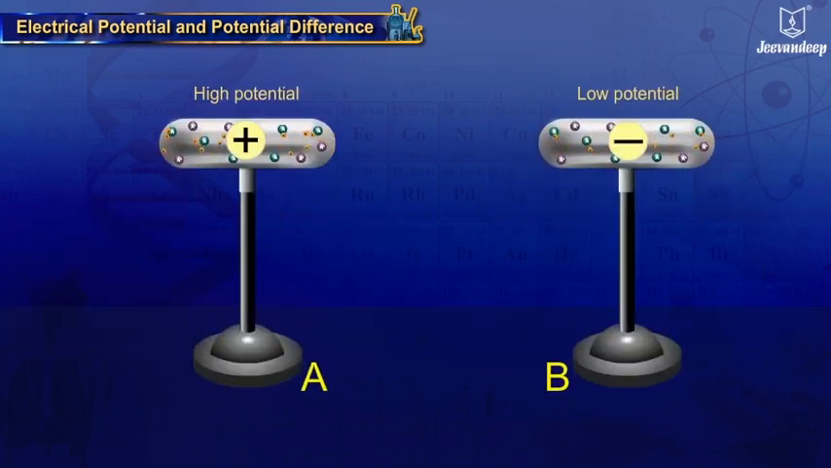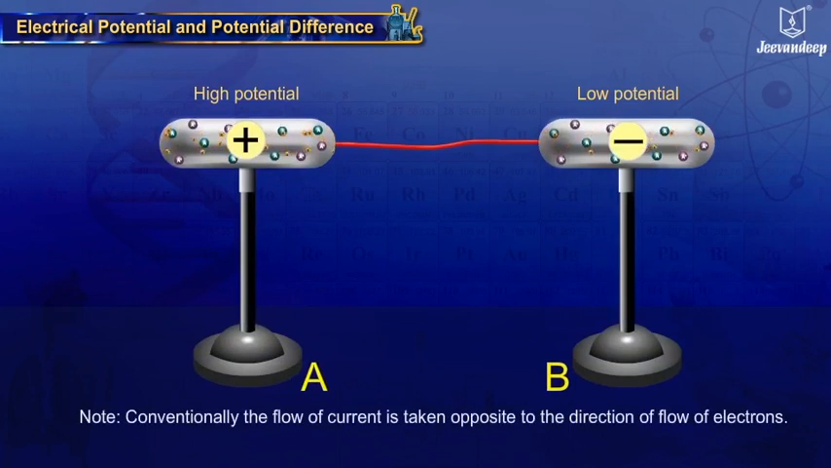If the two conductors are joined with a wire, the current will flow from A to B till the potentials of both the conductors become same. The current will stop flowing when the potential difference between the two ends of the wire becomes zero. Conventionally, the flow of current is taken opposite to the direction of flow of electrons.